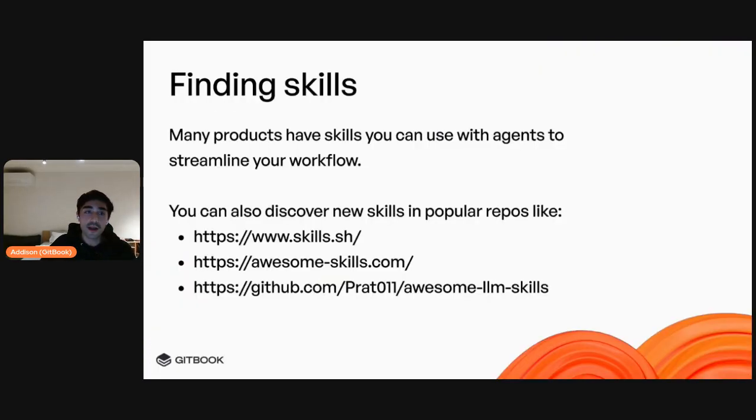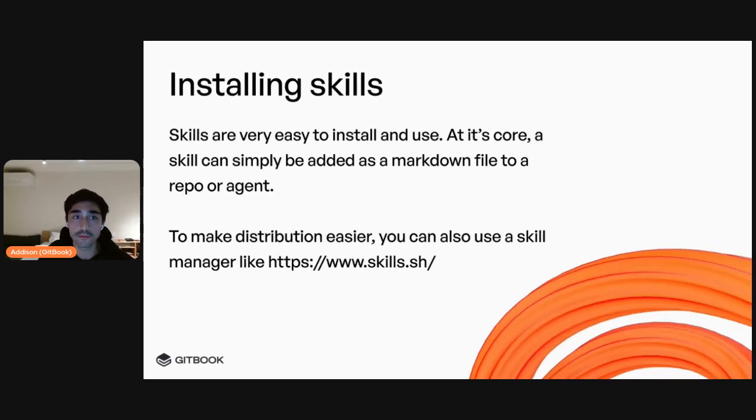But I also want to talk about finding skills and how you can discover your own skills outside of GitBook, or again, if you want to build your own and surface it and give it to other people as well. A lot of products have them. As I mentioned, it's essentially just a markdown file or a collection of markdown files that describe how you want an agent to work with your product. There are a lot of popular repositories and sites out there that let you discover new skills for many of the tools you might already be using. I've listed a few of these here. Feel free to check some of these out after this session and see if any of those might be helpful for you.